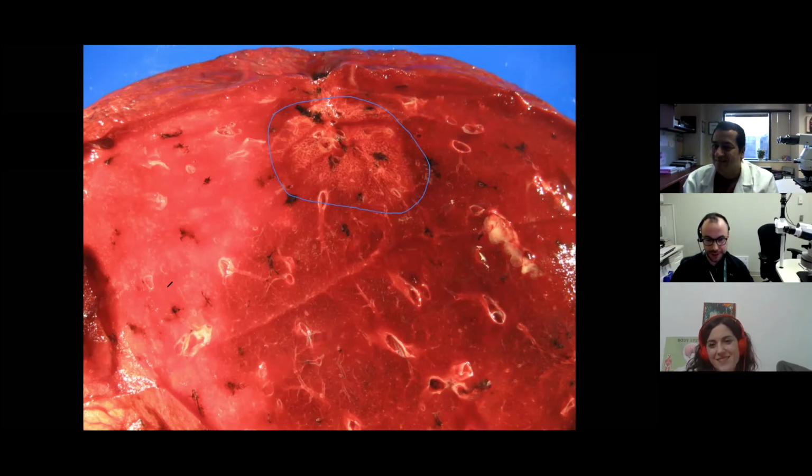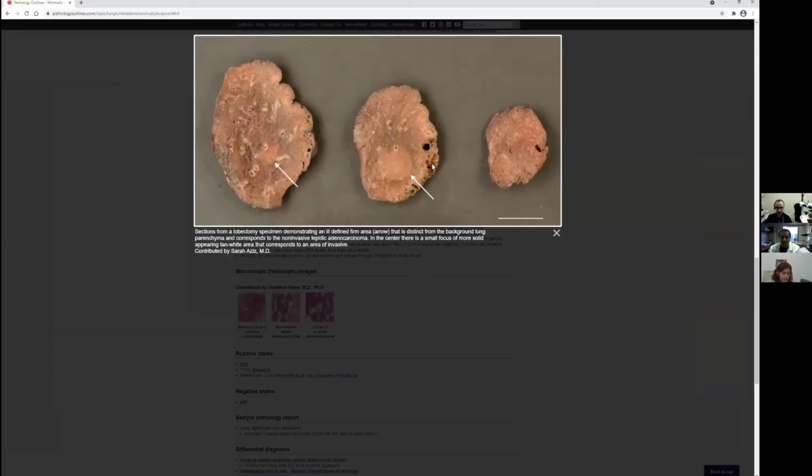I have a really nice example of a minimally invasive adenocarcinoma gross. Really? Yeah. Here, do you mind if I quickly show that? Okay, let's see. Can we move to the? Yeah. Can you see that there?